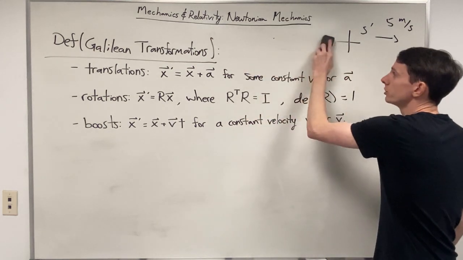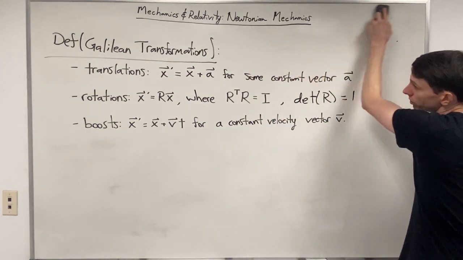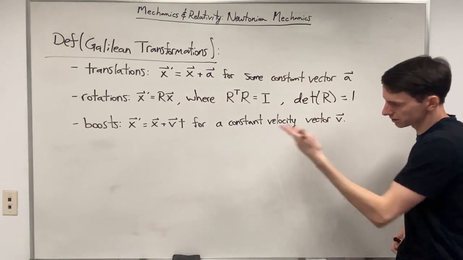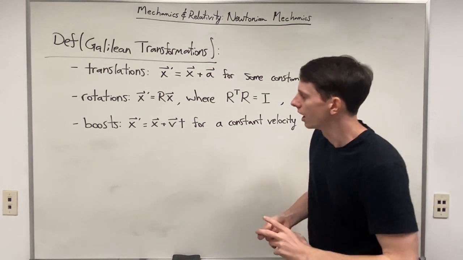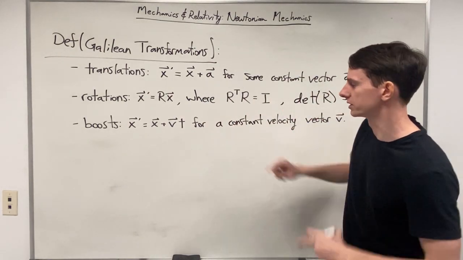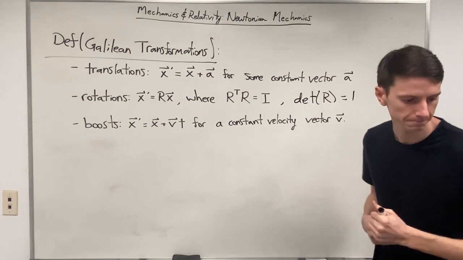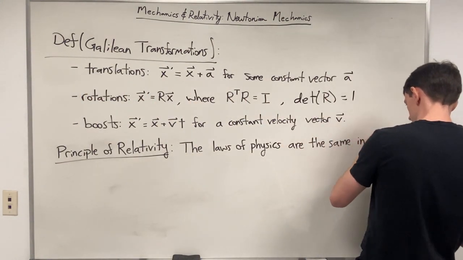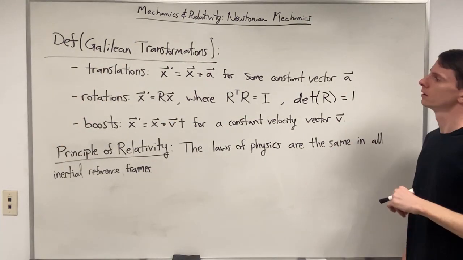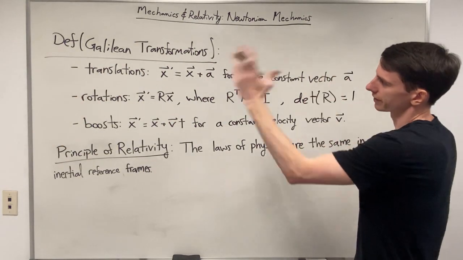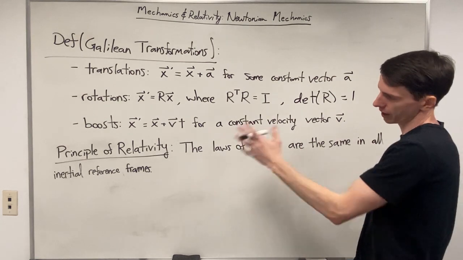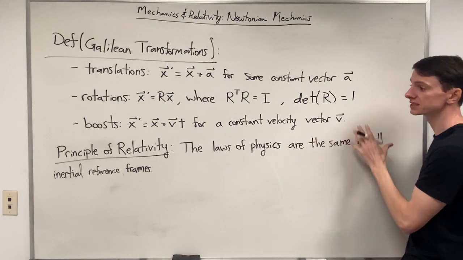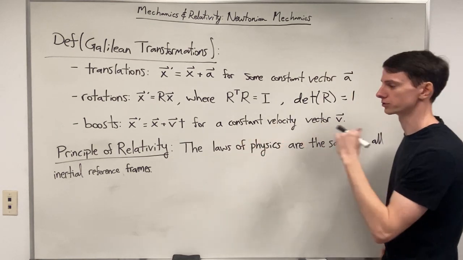And it turns out that we can use these transformations along with a general principle to tell us a lot of interesting ideas about our universe. I'm going to write out this principle. It's called the principle of relativity, and then we're going to go through that together. Okay, so we talked about the set of Galilean transformations, and now we have the principle of relativity here, which states that the laws of physics are going to be the same in all inertial reference frames.